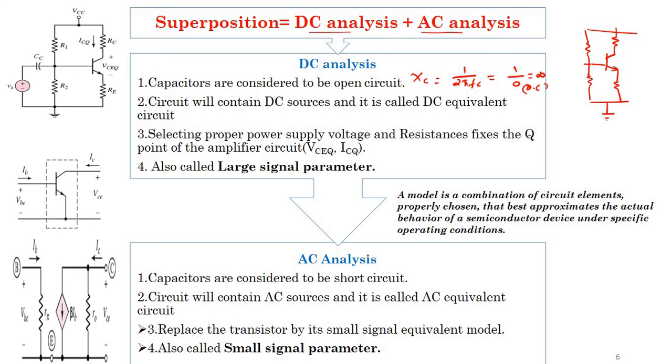Then the transistor or the capacitor should be considered as open. If it is made open, then Vs will not be connected to the circuit, so it doesn't have any effect. So you can neglect that. So this is R1, this is R2, RC, and this is RE.